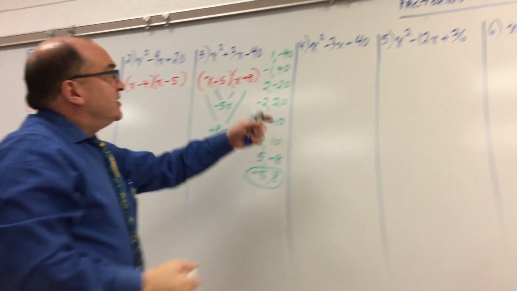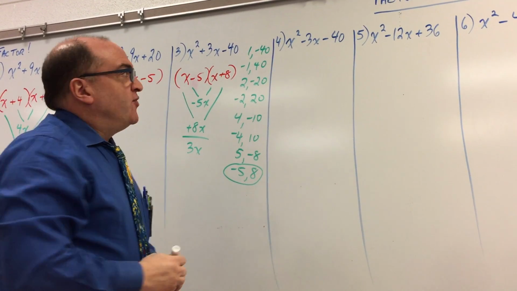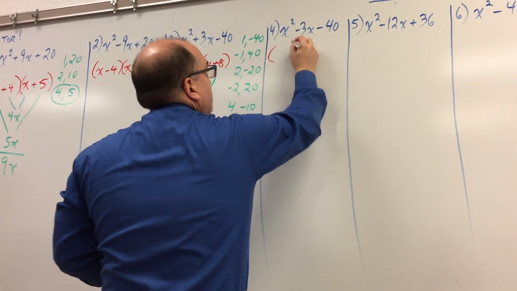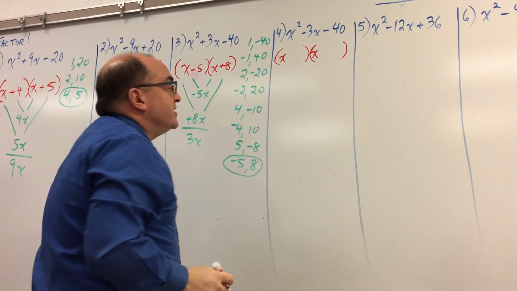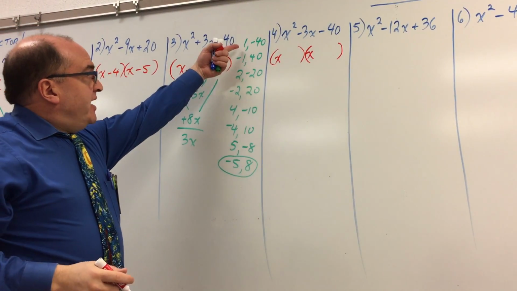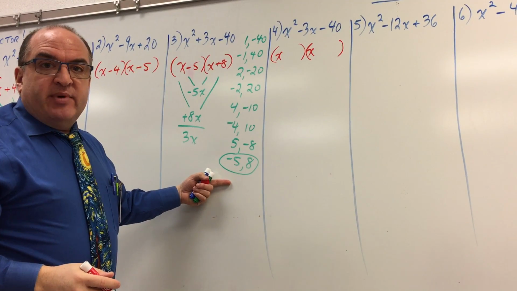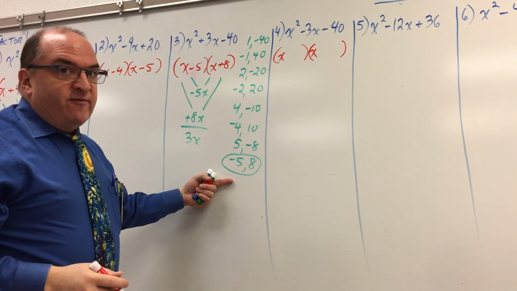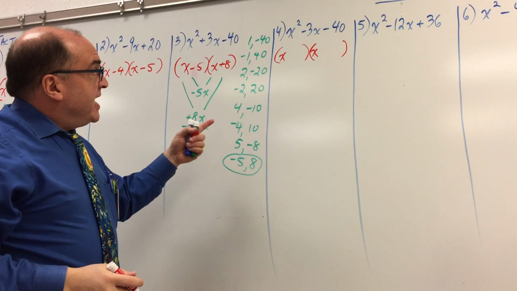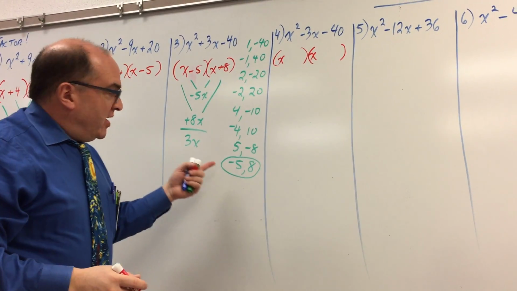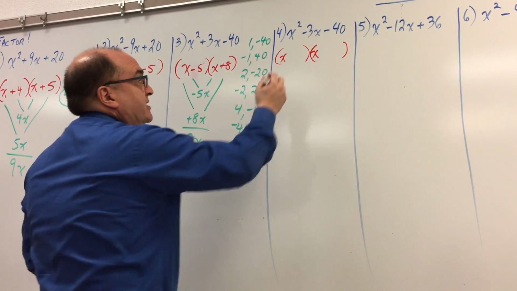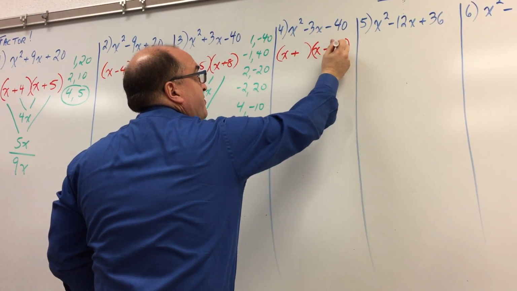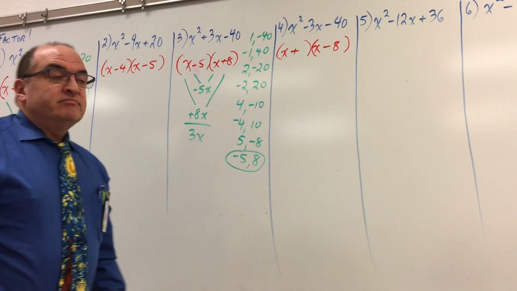What if I said x squared minus 3x minus 40? Well, it's the same thing. x times x is x squared. All of these combinations multiply to make negative 40, but only one of them adds together to make a negative 3. And this time it's positive 5, minus 8: plus 5, minus 8.